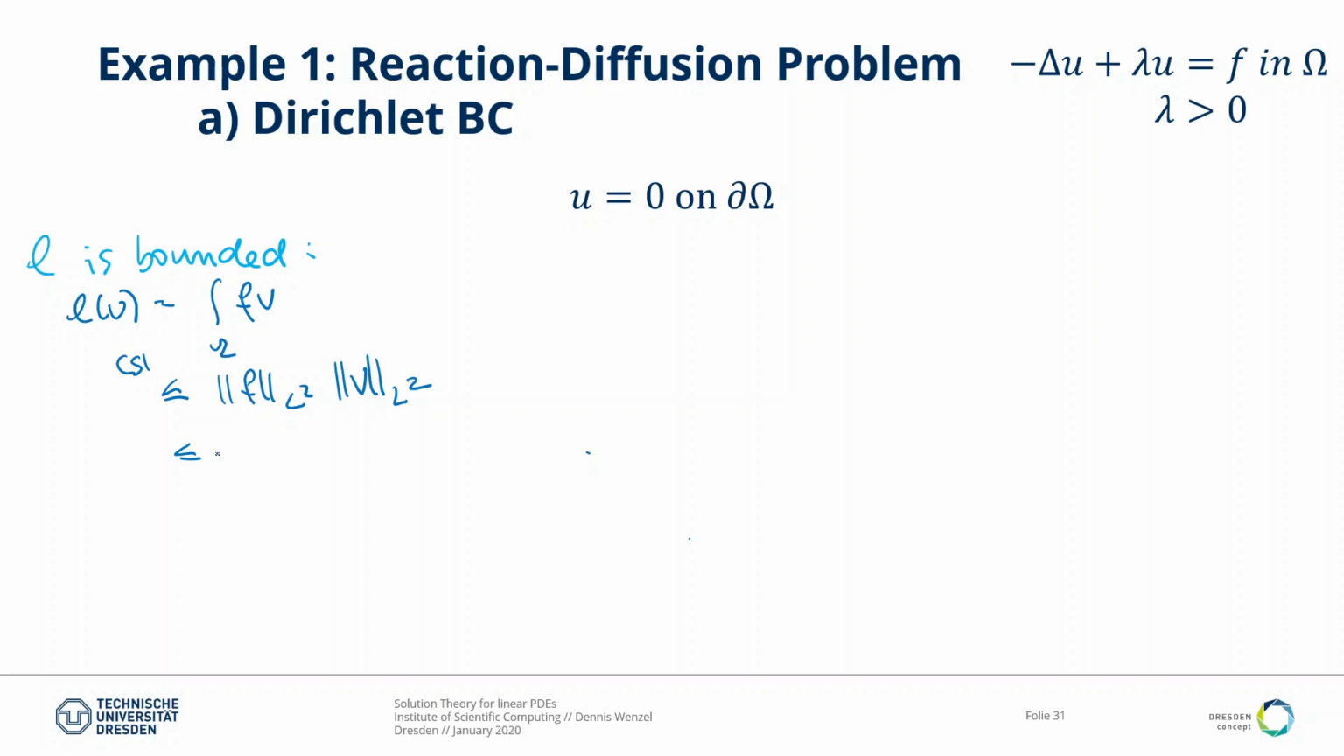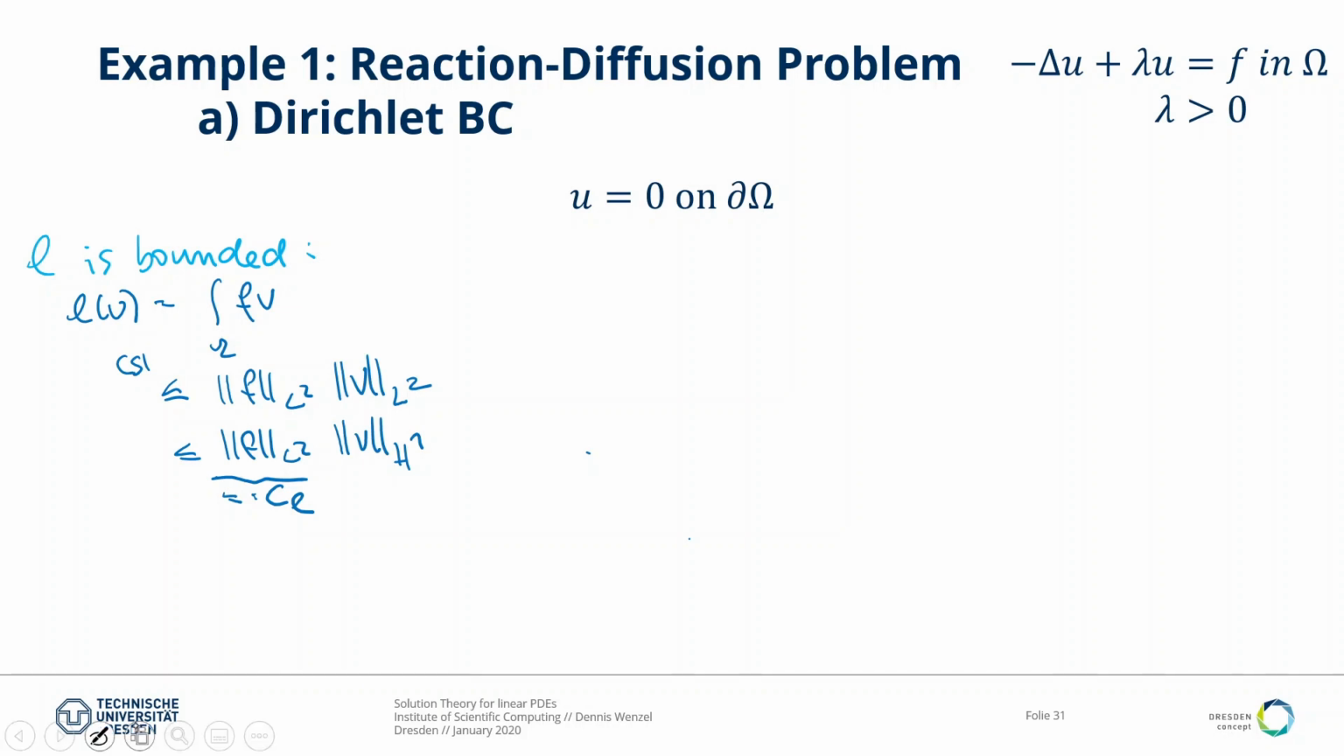So I can just replace the L2 norm by the H1 norm. And that's that, because this f is just a part of the problem, so I can just call this C_L, and then I'm done. So L is bounded.